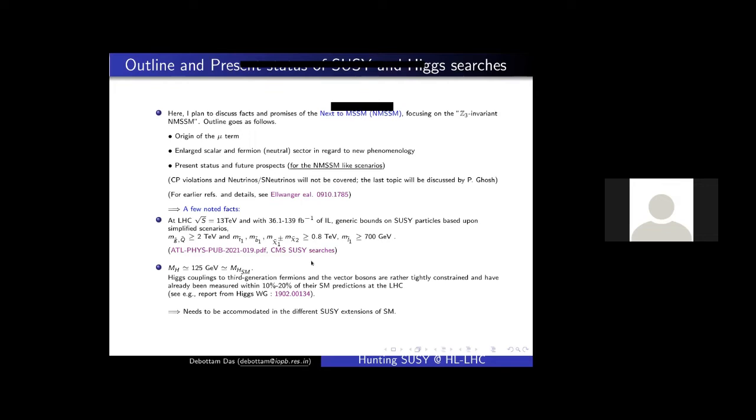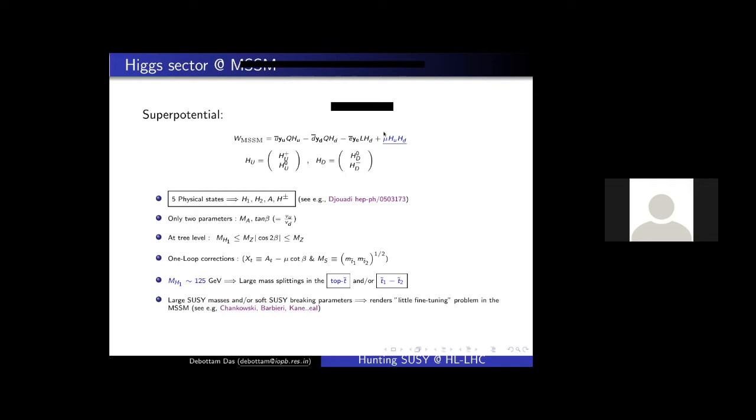So now what happens in the MSSM? This is the MSSM superpotential, where the last term is of particular importance as that would invite the next-to-minimal supersymmetric standard model, this mu H_U H_D term. These are the Higgs doublets. And in the MSSM, one would have five physical states, out of which two CP-even Higgs bosons, one pseudoscalar and one charged scalar. In the Higgs sector, there are two parameters, which can be M_A and tan beta, where tan beta is the ratio of the vacuum expectation values of the up type and down type Higgs scalars. And the important point is that here the lightest standard model like Higgs boson mass is basically bounded by the Z boson mass.